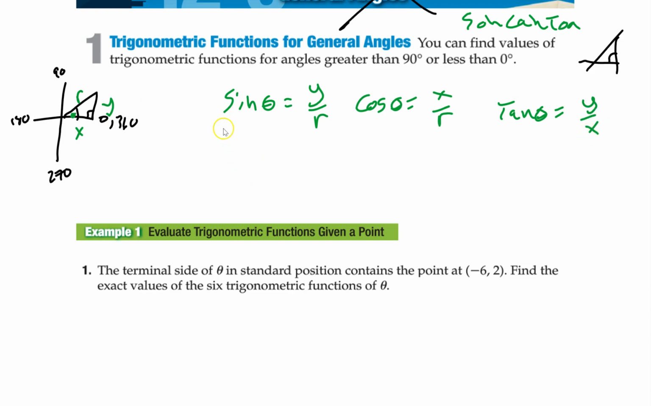So that's how we're going to find it, no matter where I draw a little triangle, no matter what quadrant it's in. It could be in a quadrant over here. We're going to draw a little triangle, go straight down. This will be opposite, this will be adjacent, and this will be hypotenuse. That's the way it's going to work.